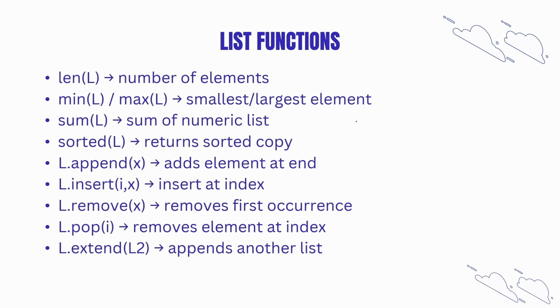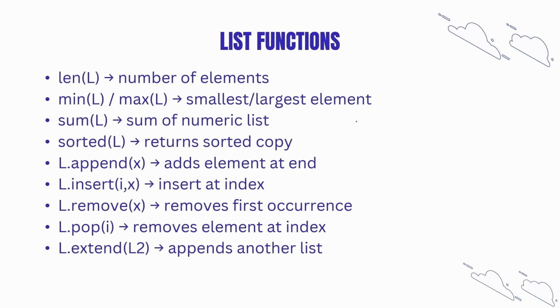Moving back, the next topic is list functions. So we have multiple functions here in list. First is len. It gives us the number of elements. For example, if a list has 3 elements and we say len of that particular list name, it gives us the output 3. Then we have min and max. Min gives the smallest element, max gives the largest element.